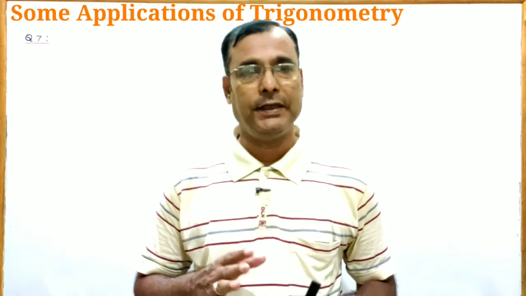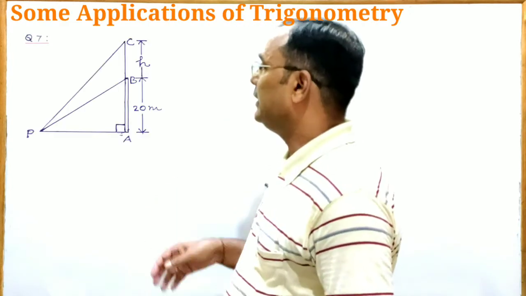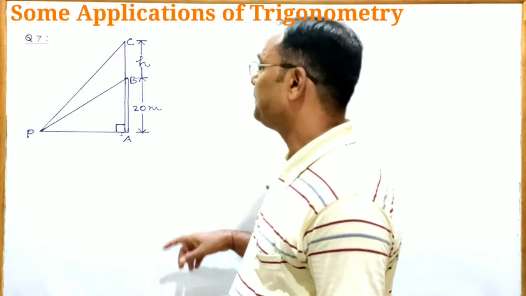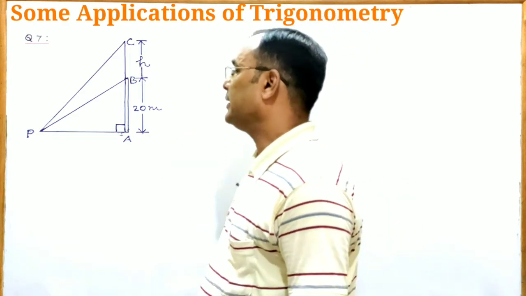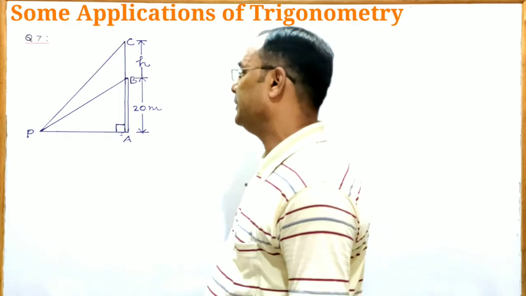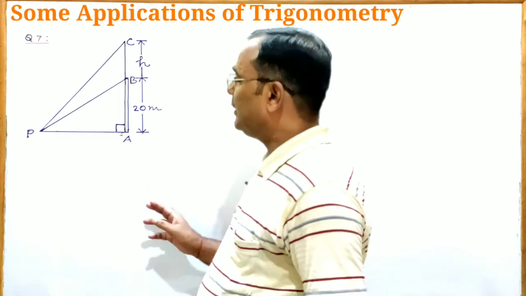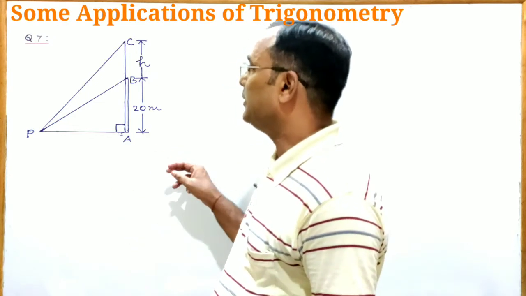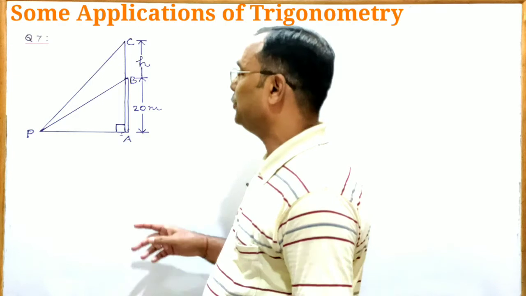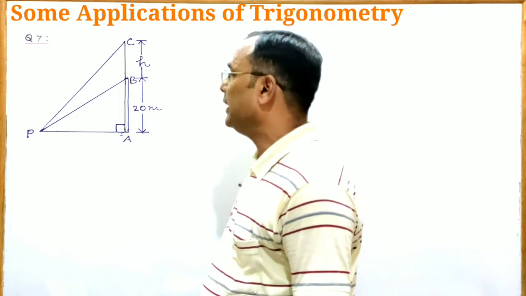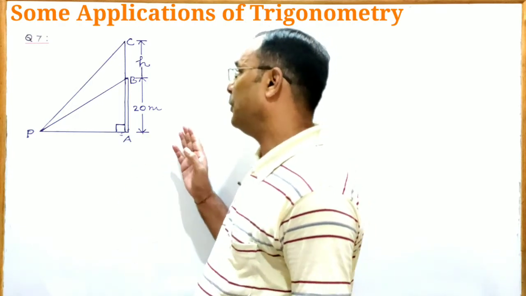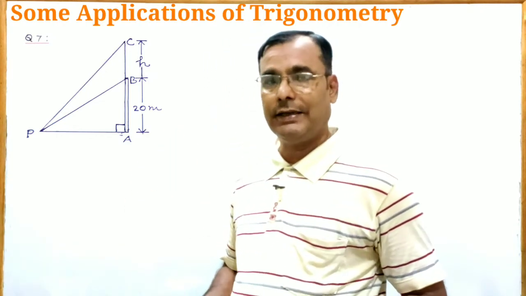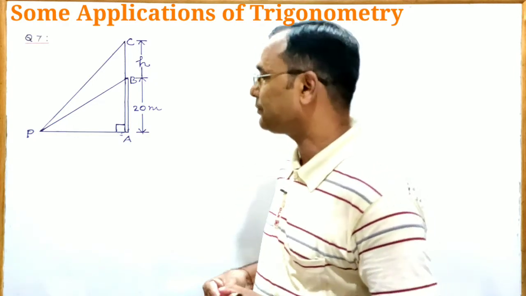Let's draw a figure for this question. And in this figure, AB is 20-meter high building and BC denotes the height of the transmission tower on the top of this 20-meter high building. And observation point on the ground is P. From the point P, bottom and top of the transmission tower both are observed, and at point P, angles of elevations of bottom and top of the transmission tower are found 45 degrees and 60 degrees respectively.